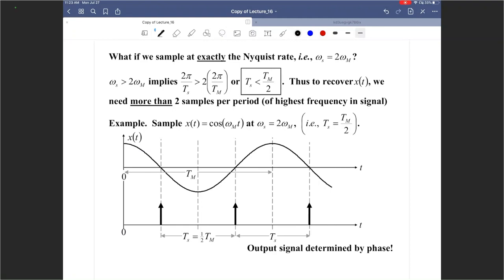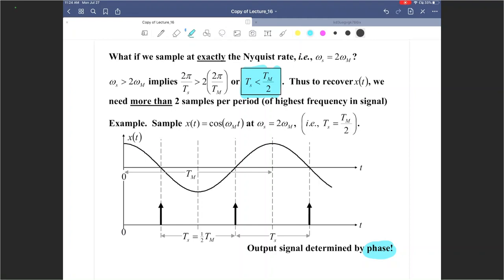Over here, we are going to talk about the phase of when we sample. So does it matter when we select those samples? The short answer is yes, it matters a lot when you choose those samples. So if you take a look at this, if you sample exactly at the Nyquist rate, the limiting case, if you sample exactly at what is barely required, which is twice the maximum frequency in the signal, that implies this. We just derived this on the previous slide. The sampling time should be less than Tm divided by 2, where Tm stands for the time period corresponding to the highest frequency in the signal.